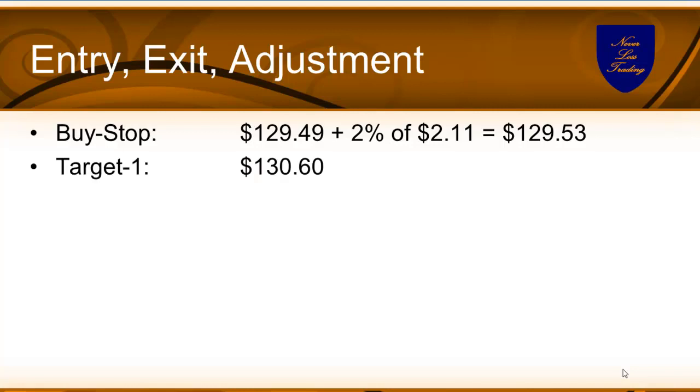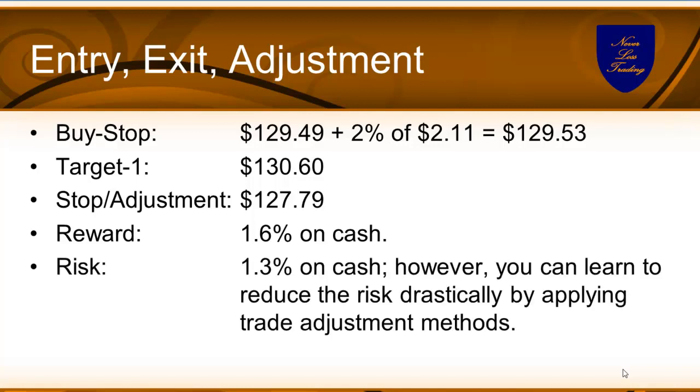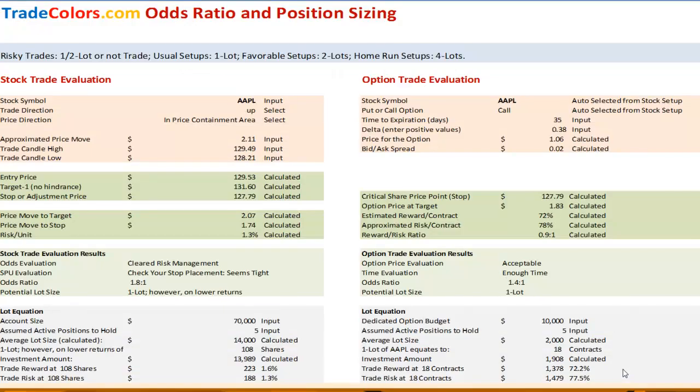Then we set our target from the high, $2.11 to the high, so that gave a target of $130.60. Then we have a stop or adjustment level that we also calculate with the help of an algorithm, and that was here at 127.79. That should help us to give enough wiggle room, but not too much wiggle room to be in the trade, because here, when you see how it panned out, our reward on cash was about 1.6%, while the risk was 1.3%. So we have a higher reward than risk, and we can also, by using trade adjustment methods, reduce the risk tremendously.